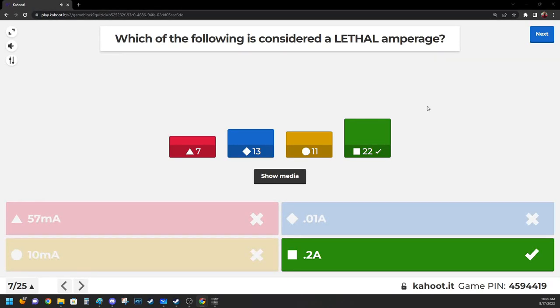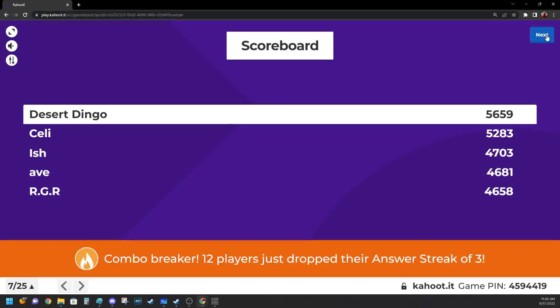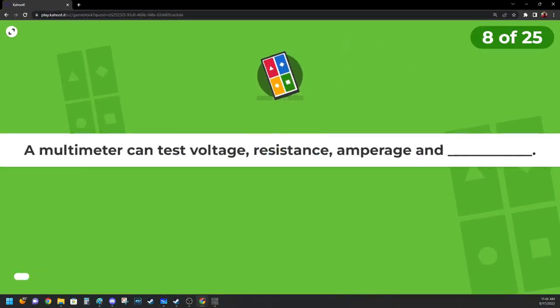So, the CompTIA 110 100 rule, right? Remember that 100 milliamps is 0.1 amps. So this is actually double the lethal amperage, 0.2. Very good. There's some curveballs coming. Read carefully.